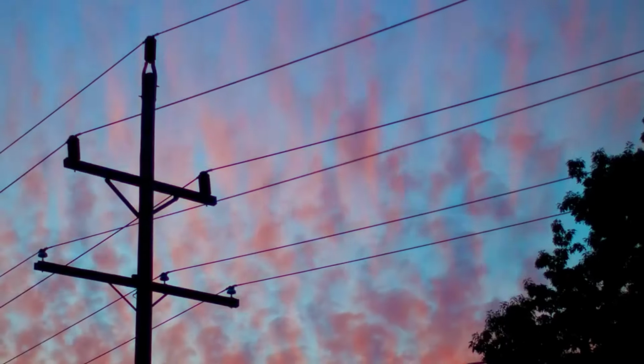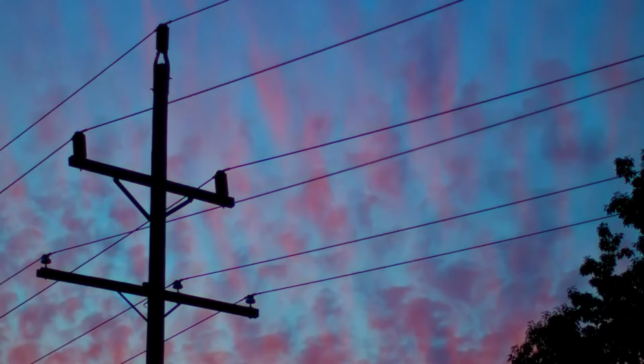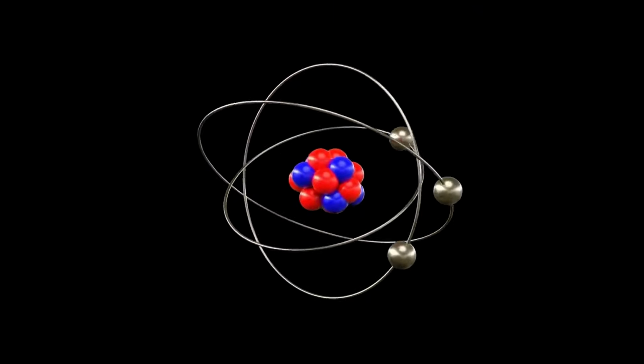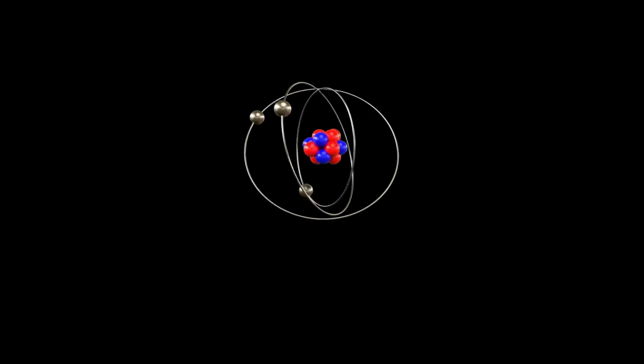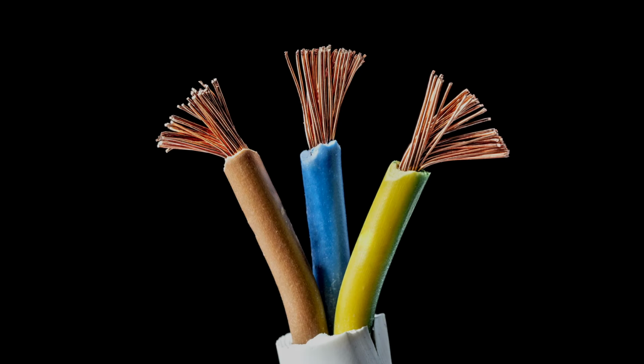So let's begin by first understanding what exactly is electricity. Electricity is nothing but just the flow of electrons. In a copper wire, there are many copper atoms. Let's have a look at one copper atom.